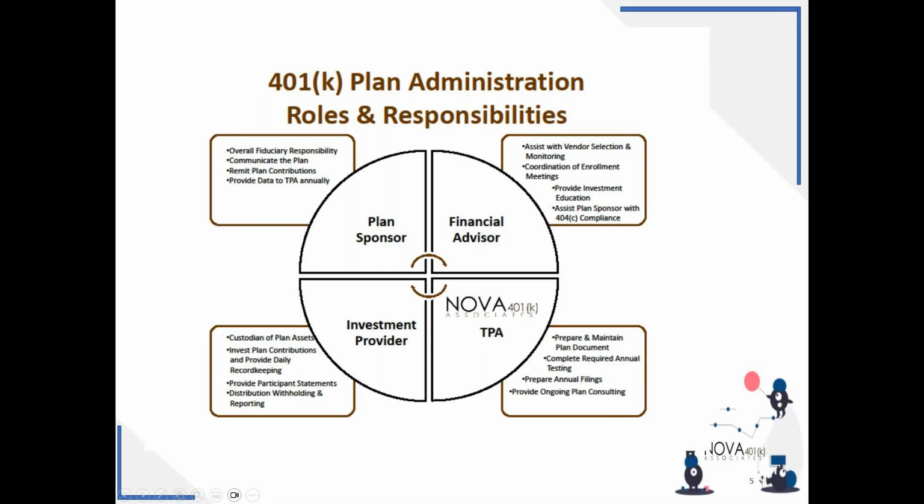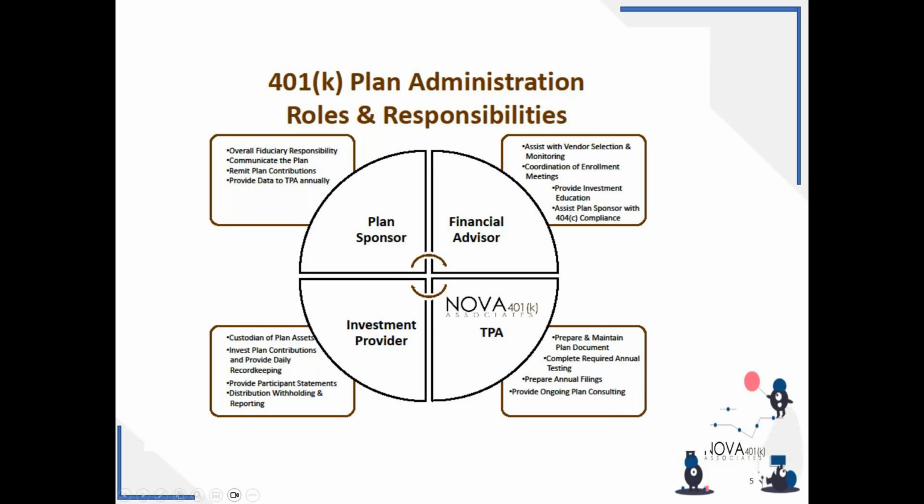Plan sponsors are responsible for the overall fiduciary responsibility of the plan. They're responsible to communicate the plan to their employees. And they're also responsible for depositing contributions that employees make from their pay into the plan's account. They need to provide information to the third-party administrator, the TPA, on an annual basis so that we can do the compliance testing that's required by the plan.